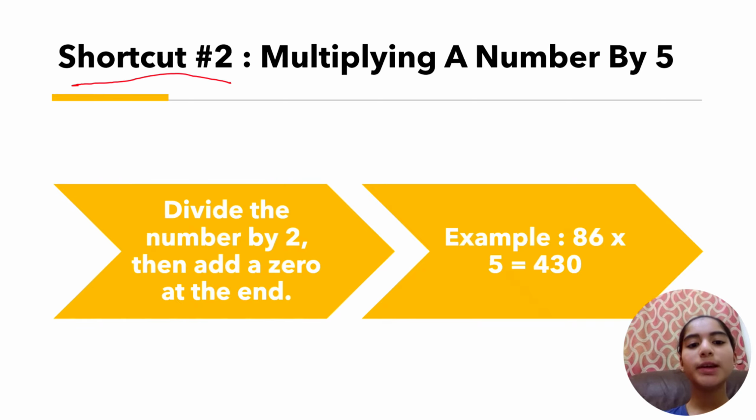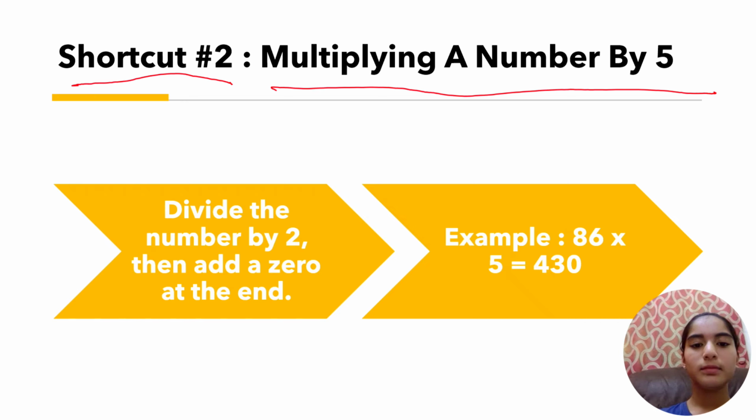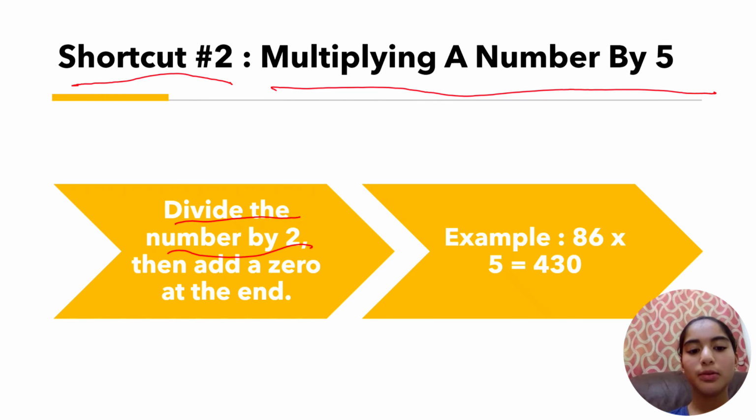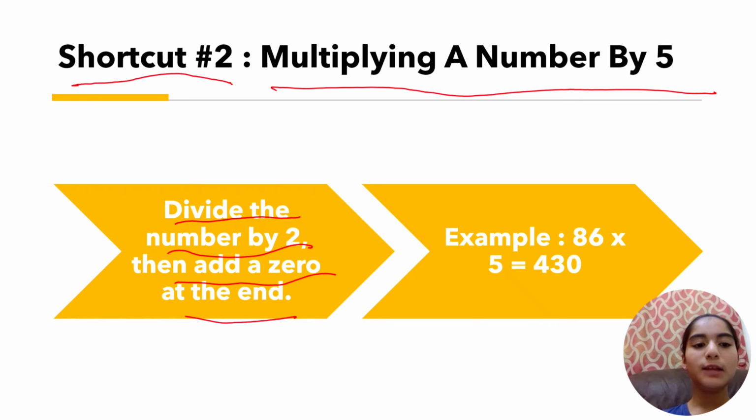Shortcut 2. Multiplying a number by 5. We multiply numbers by 5 every day, like 9 fives are, 8 fives are, 5 fives are. Now, let us see how to make it even easier. Divide the number by 2, then add a 0 at the end. Let's put that in perspective.